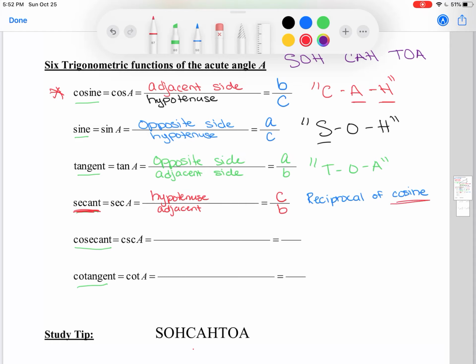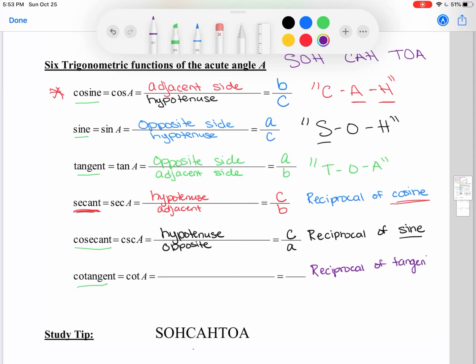And if you look up at cosine, it's the same exact values, same exact letters. It's just the flipped version. It's the reciprocal. So whenever you see secant, you want to think cosine. It's the reciprocal version of cosine. So let's do cosecant. If it's not cosine, then it's going to be the reciprocal of sine. Look back at our sine. This time we want to put the hypotenuse up top, followed by opposite down below. And we will have C divided by A.